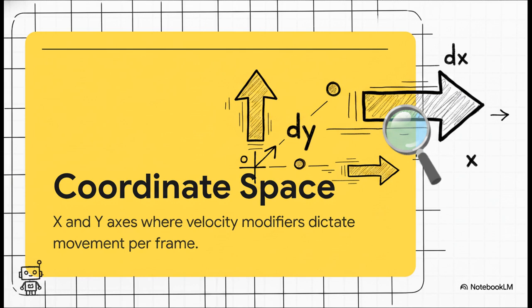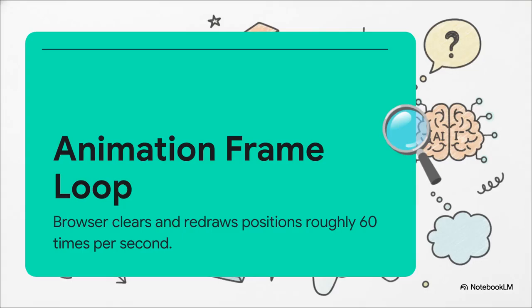How cool is that? And the third concept, which honestly might be the most magical, is the animation frame loop. You see, smooth movement on a computer screen isn't real. It's not a video. It's a continuous illusion. The browser is rapidly clearing out that entire canvas and redrawing every single position roughly 60 times a second using a function called requestAnimationFrame. That function is the literal heartbeat of every single web animation you will ever build. And you were just the director calling the shots.